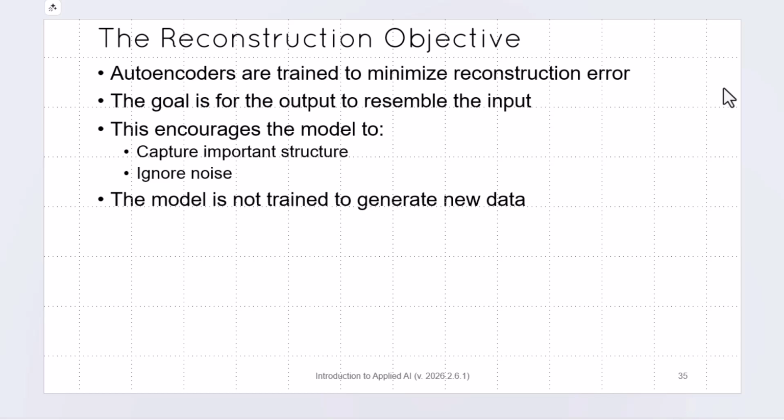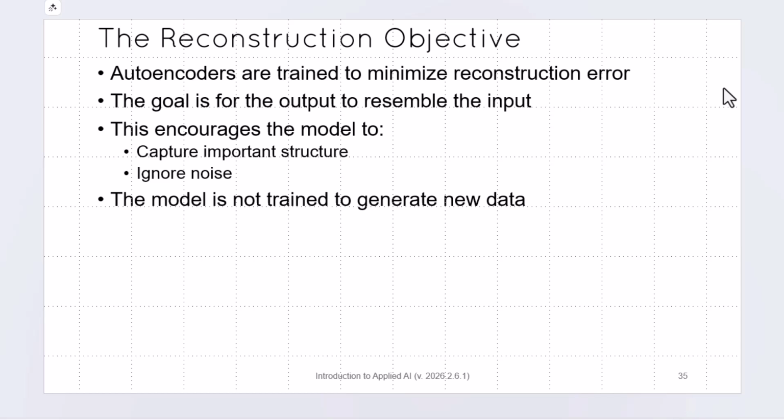Autoencoders are trained to minimize reconstruction error. A lot of times with machine learning and deep learning models, we try to minimize a loss function. We're trying to reduce the difference between what is supposed to be the answer and what the model predicted. There are many different techniques for this, depending on the types of data and other factors. But ultimately, we want to minimize some sort of error, and in this case it's the reconstruction error. So the goal is for the output to resemble the input. This encourages the model to capture important structure and ignore noise.